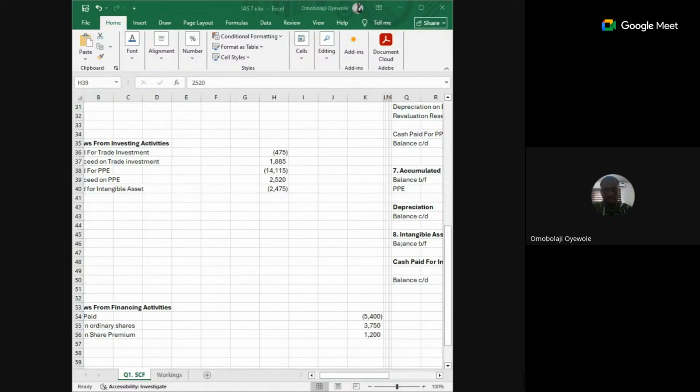So, 14,115, 2,475. Proceeds from trade investment disposal 1,885. Proceeds on PPE 2,520. Acquisition of intangible asset 2,475. Then for trade investment 475. Okay. I think we are on point now.